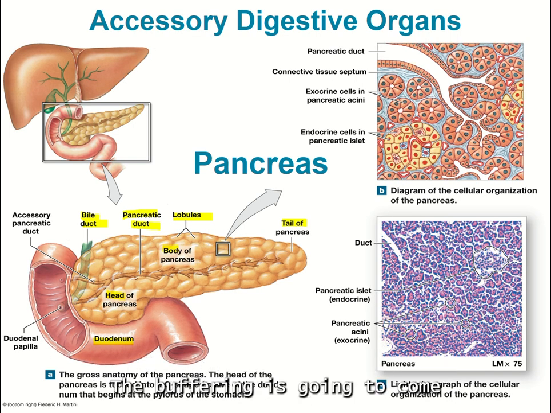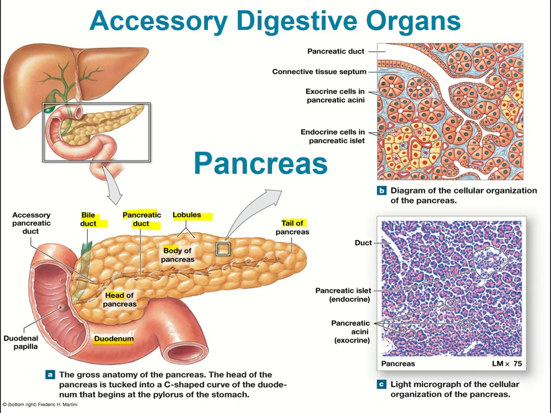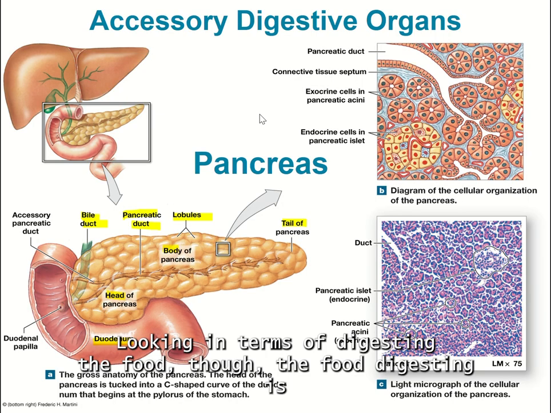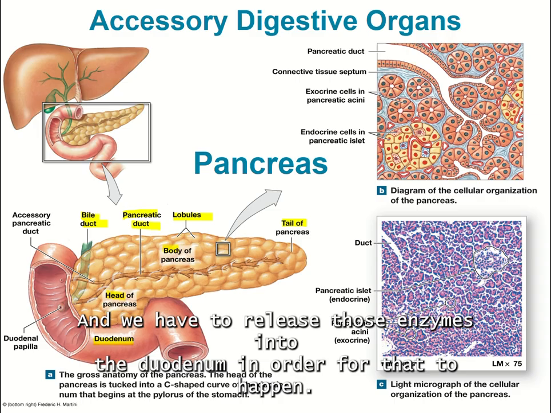The buffering is going to come from the pancreas because the pancreas is going to be secreting bicarbonate ion. The very basic bicarbonate ion is going to neutralize the acidic chyme. Looking in terms of digesting the food, though, the food digesting is happening in the duodenum, and we have to release those enzymes into the duodenum in order for that to happen.